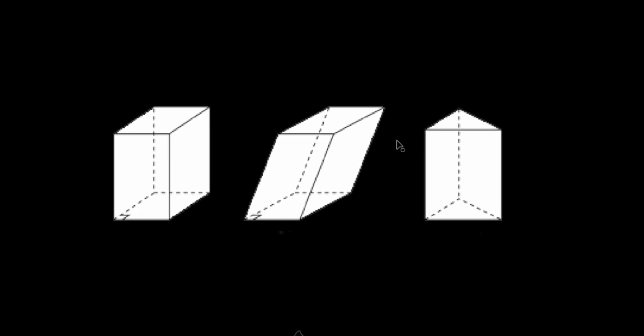These kind of look like cylinders, but they're not quite cylinders, are they? Let me see something. Give me a sec.